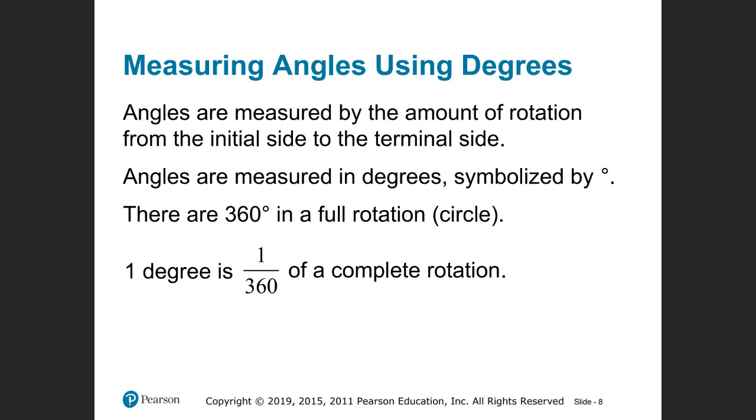Angles are measured by the amount of rotation from the initial or starting side to the terminal or ending side. They're measured in degrees, and there are 360 degrees in a full rotation or a circle. So 1 degree would be 1/360th of a complete rotation.